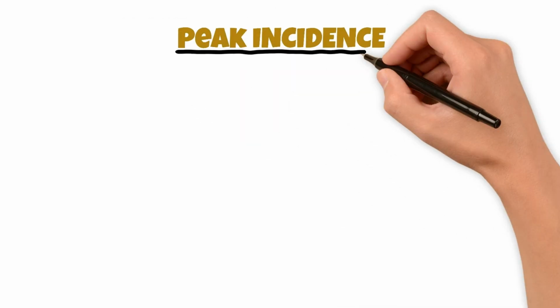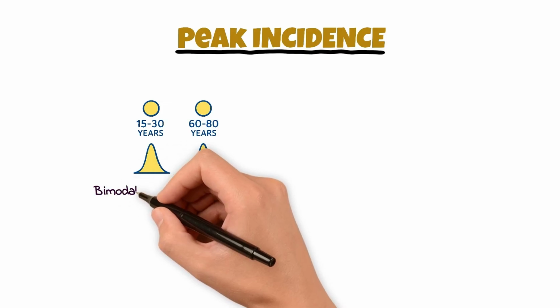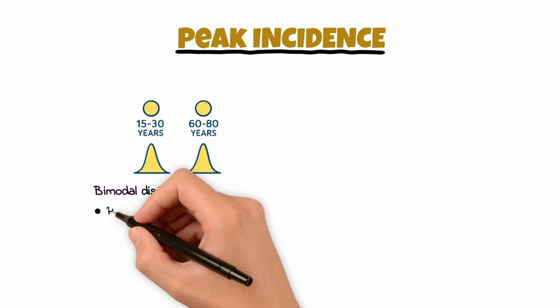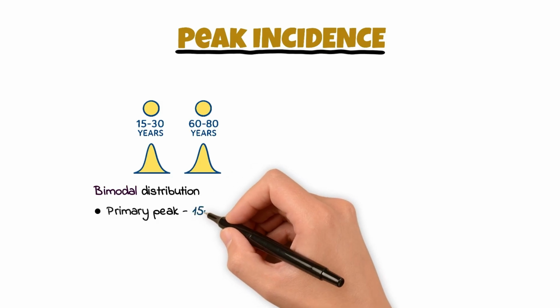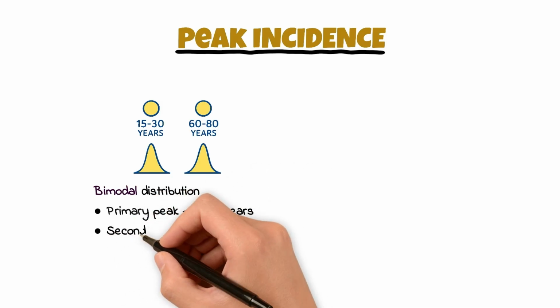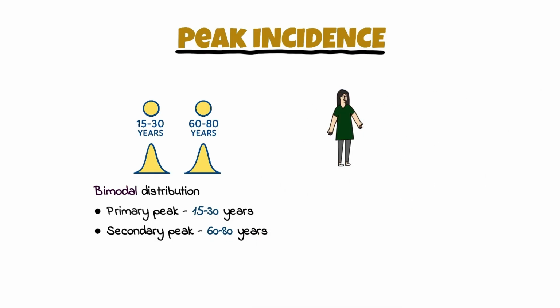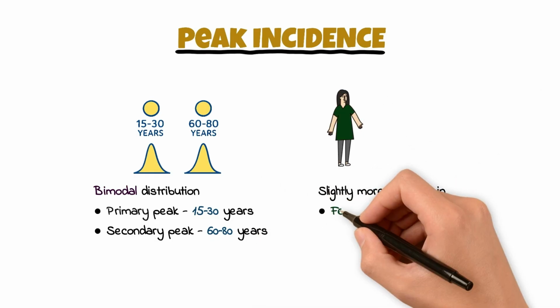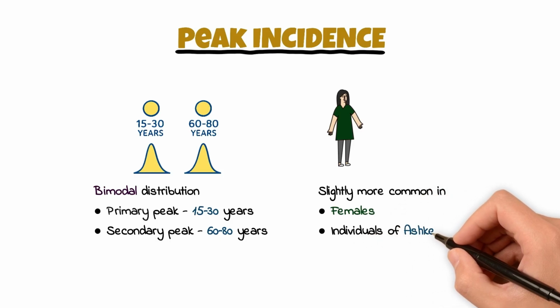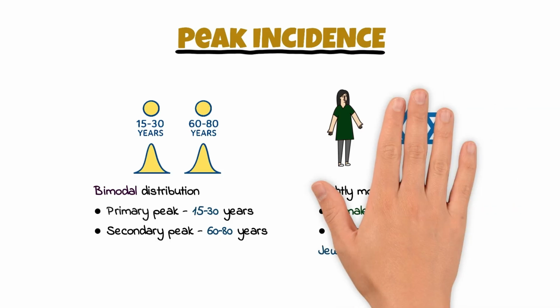Peak incidence. There is a bimodal distribution of Crohn's disease. The primary peak occurs at 15 to 30 years old. The secondary peak occurs at 60 to 80 years old. Slightly more common in females and in individuals of Ashkenazi Jewish descent.